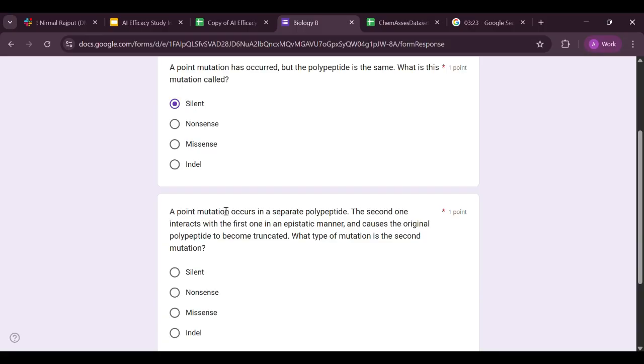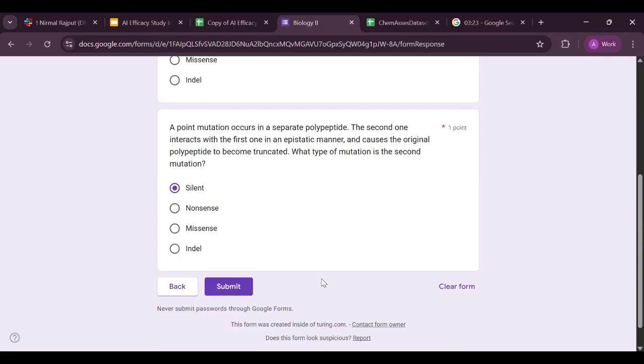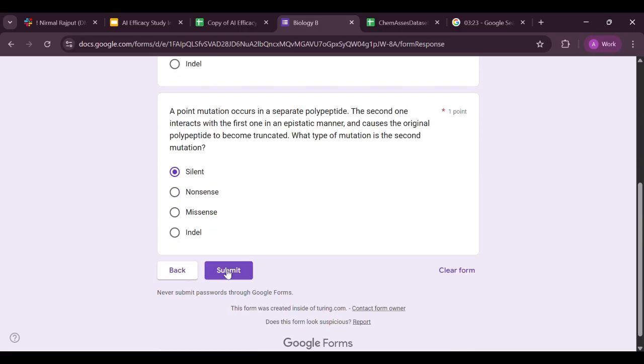Point mutation occurs in a separate polypeptide. The second one interacts with the first one in an epistatic manner and causes the original peptide to become truncated. I don't have any idea about this as well. So I'm going with silent again. So let's submit and check whether it is correct or not.